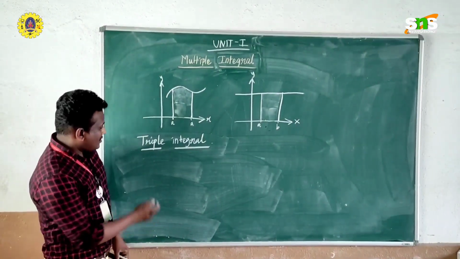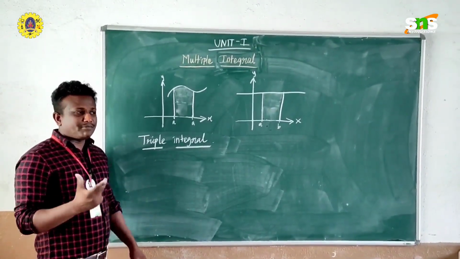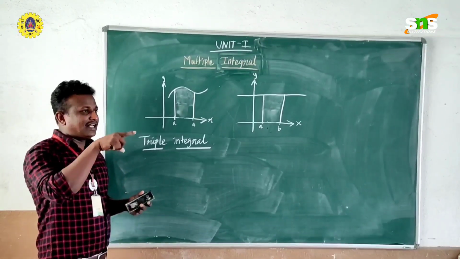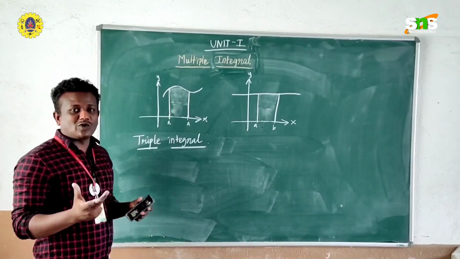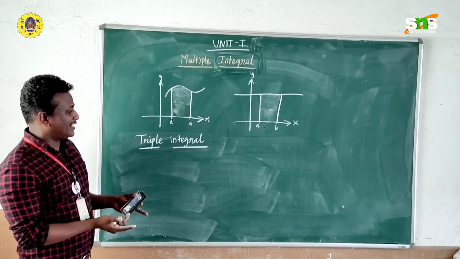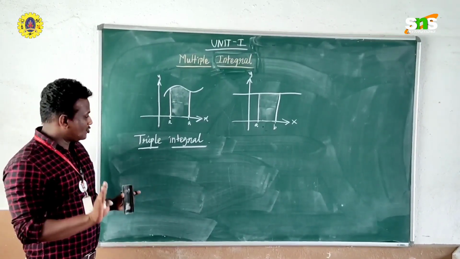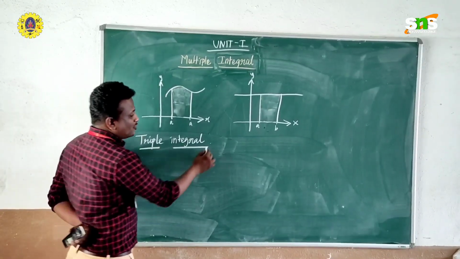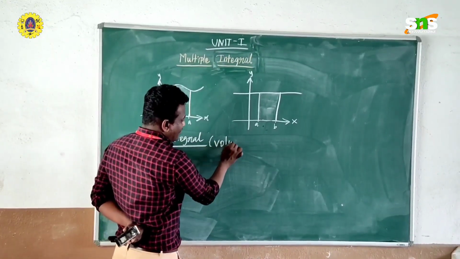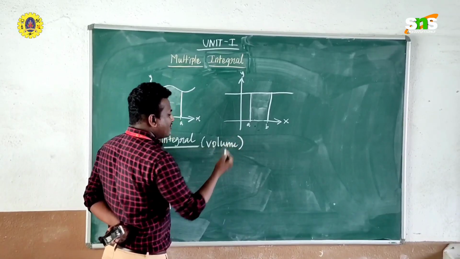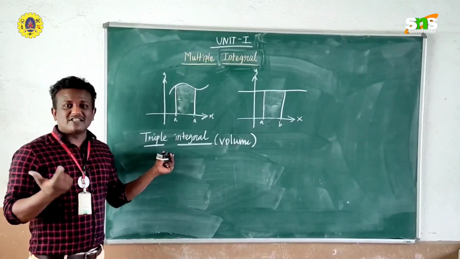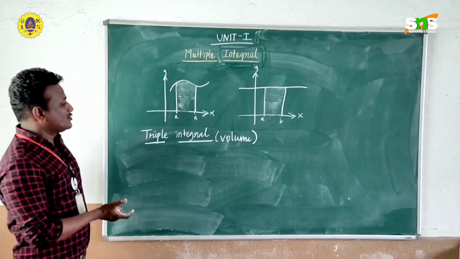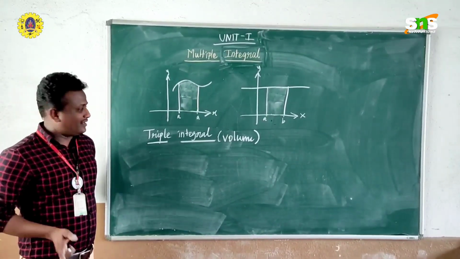Now, triple integral. Triple integral means we will have the triple integral symbol. Definitely many of you will have a doubt about why we are using triple integral. No doubt, we are using triple integral to find the volume. So we have a formula, sir, to find the volume. Then why do we need triple integral, sir? This is another doubt that everybody will have.